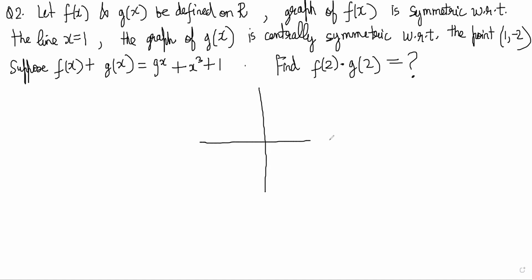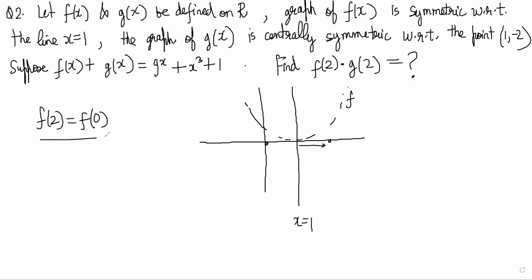If the graph is symmetric about the line x is equal to 1, that basically means that any point here will have an equally symmetric point here, right? This is the f function, it is symmetric about the line. So if I want to find f of 2, it is 1 unit to this side, so it will be equal to whatever is f of 0. F of 2 will be equal to f of 0 because the f function is symmetric about the line x is equal to 1, right? I hope everyone understands this part.